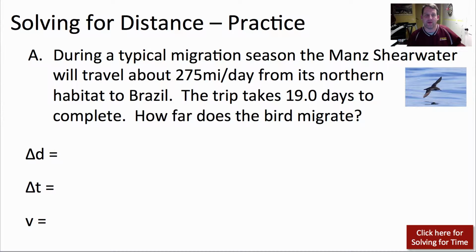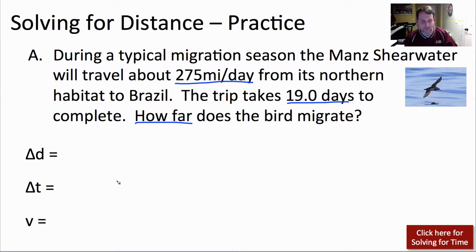All right, let's do this problem together. As I read this problem, I notice that there's some key pieces of information that I need to use. First of all, I notice that there's 275 miles per day. And I know from miles per day, distance divided by time, that's a velocity. And there's 19 days. And the question is asking how far does the bird go? So those are my three pieces of information that I know and don't know.